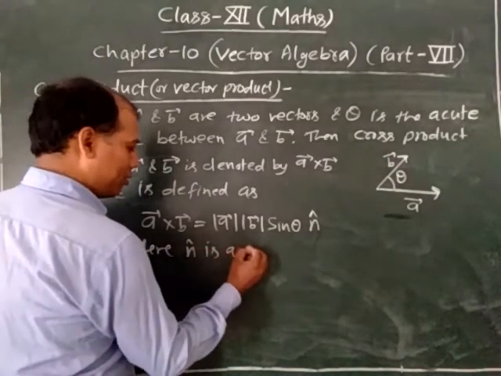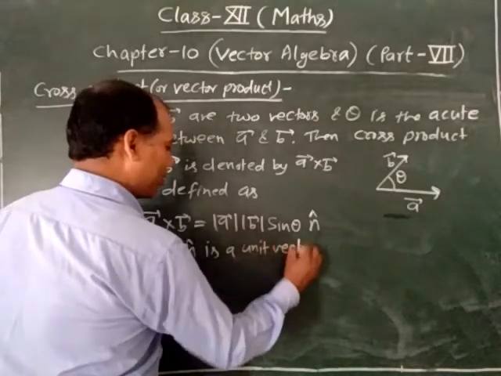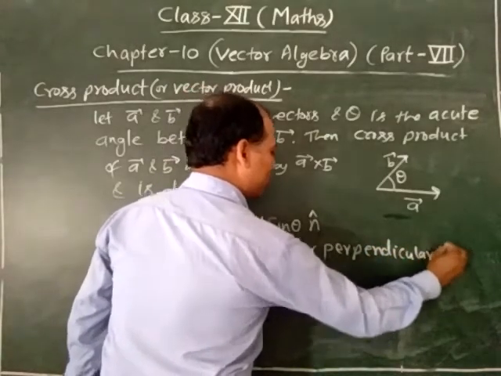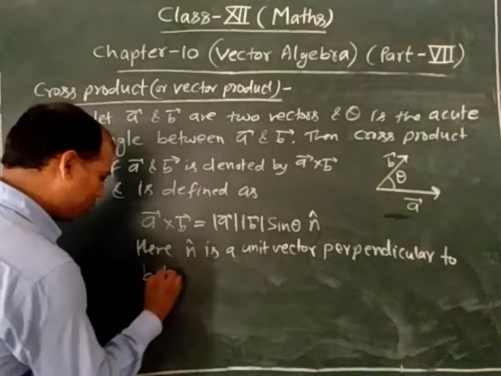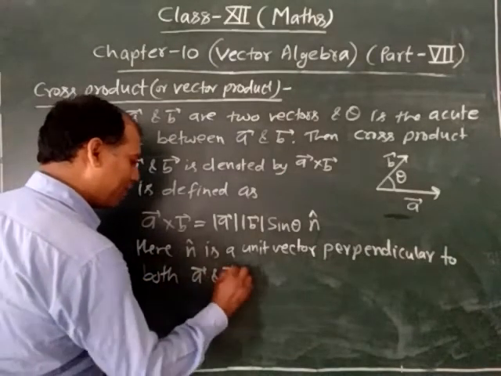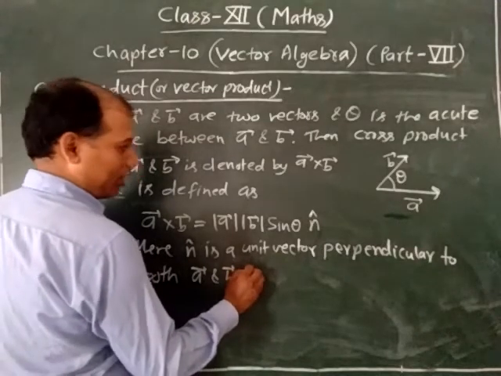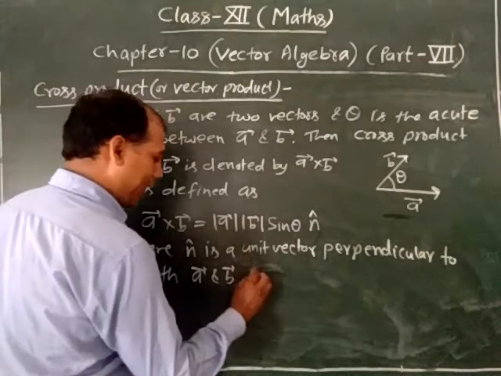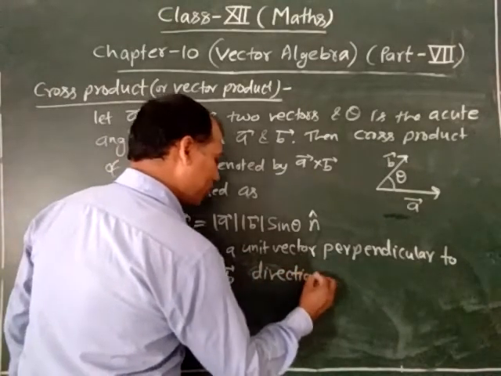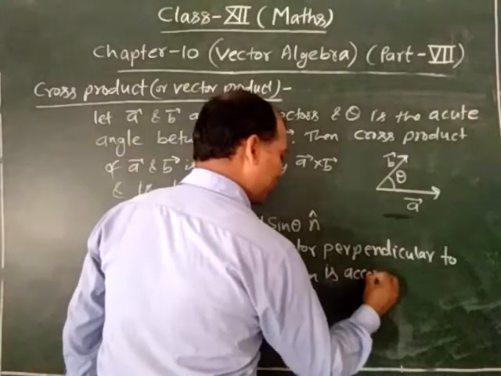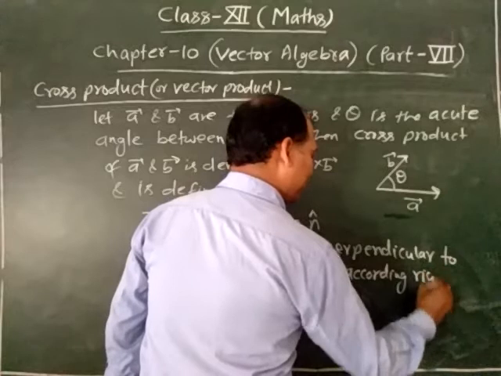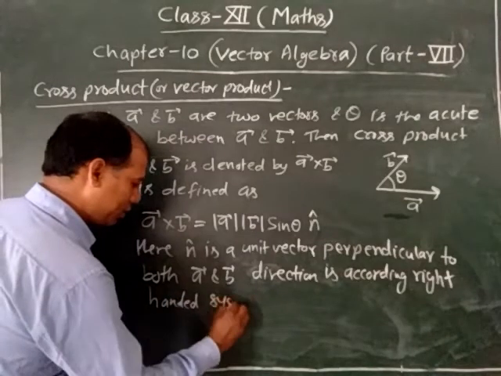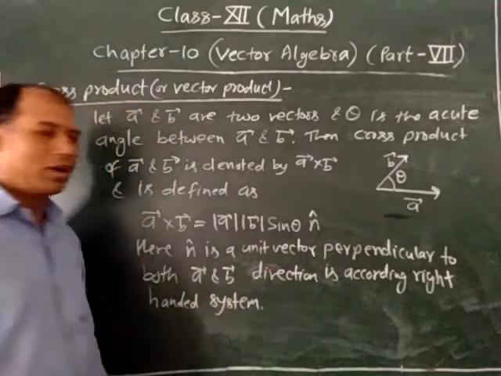Here n cap is a unit vector perpendicular to both vector A and vector B, and its direction is according to the right-handed system. So this is the vector product of two vectors.